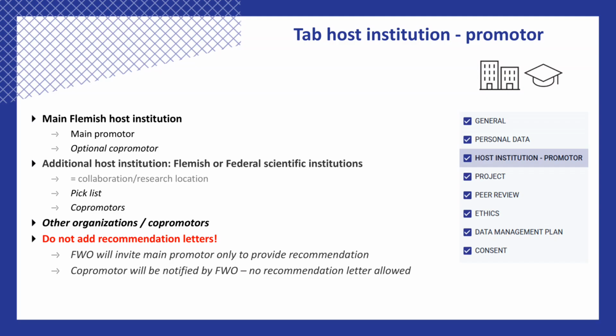If part of your research will take place at a Flemish or federal scientific institution, list that co-host and co-promoter under Additional Host Institution. If it's not in the list, choose Other and name the organization. FWO will consider whether this organization fulfills the requirements to act as a co-hosting institute. If you have a co-promoter from any other organization, list both the organization and the co-promoter under Other organizations. You can also list Flemish or federal organizations here if they are not shown in the Additional Institutions list.